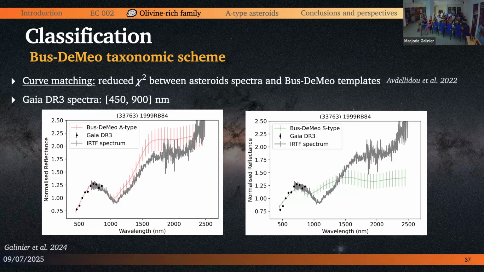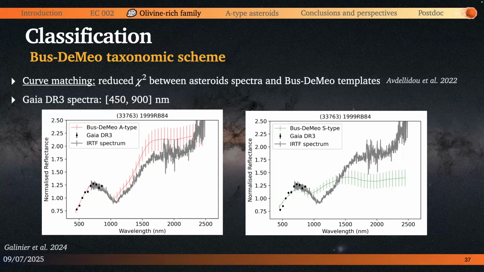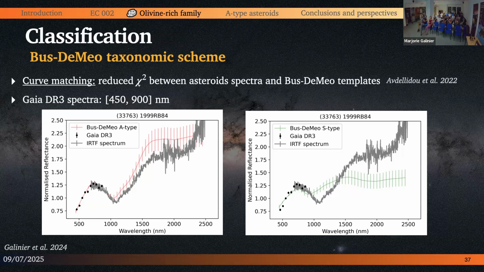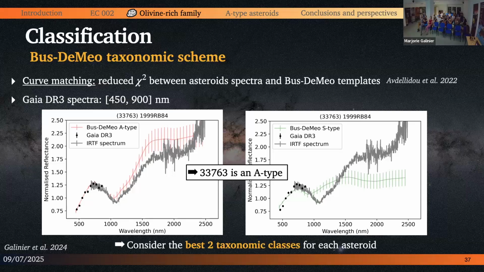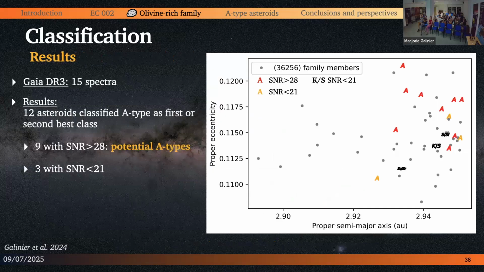So for the asteroid we observed, 33763, here are highlighted the A-type spectral template of DeMeo and here the S-type. We calculated the chi-square between these objects, and we found that the asteroid we observed is an A-type, so good news. And we did that for all the Gaia objects, and we considered the best 2 taxonomic classes for each object. So what we found is among the 15 spectra, 12 are classified A-type as first or second best class.